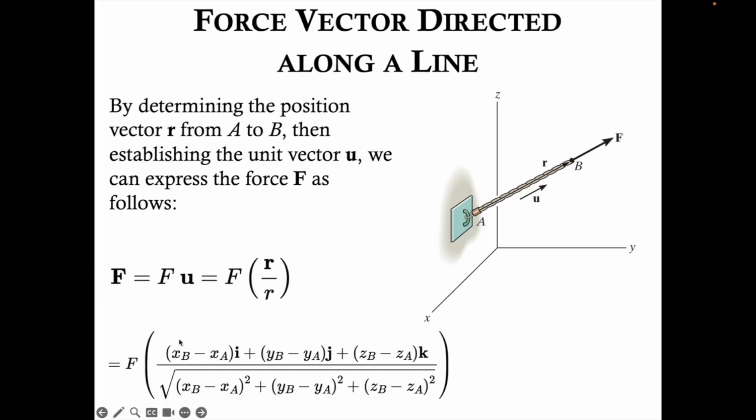So I generally recommend a step-by-step process where you first establish the position vector from A to B, that's our vector R, then calculate our magnitude using this equation here, the square root of the sum of the squares of the components, and then divide vector R by scalar R to get the unit vector in that direction, a dimensionless unit vector. Finally, multiply that times the magnitude of the force vector. Usually that's given in the problem. And then you'll have a full Cartesian vector expression of this force vector F.